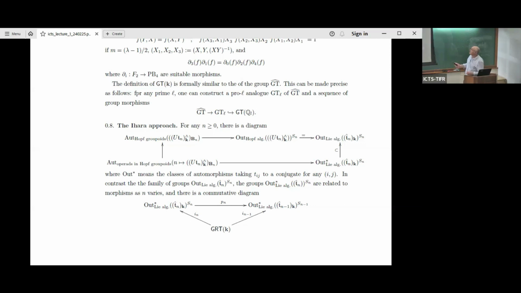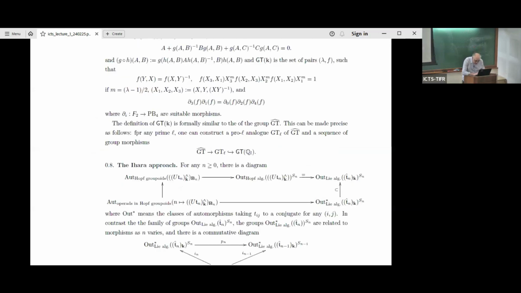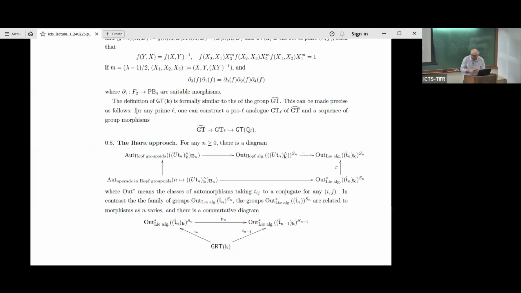So this is what we can derive from that, but the Ihara approach rather is to study these groups for themselves. And what he can prove is that this sequence of groups stabilizes, and he proves GRT to be isomorphic to the stabilization of this. Namely, this map here is injective for n equals 4, and starting from n equals 5, it's an isomorphism. And all these maps here are isomorphisms. So let me write on the blackboard.